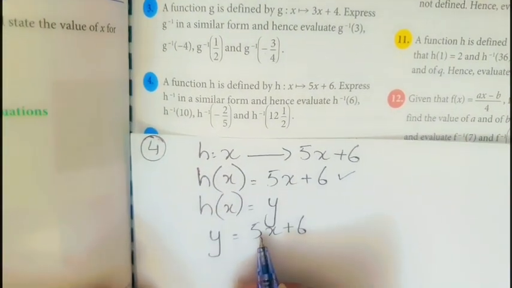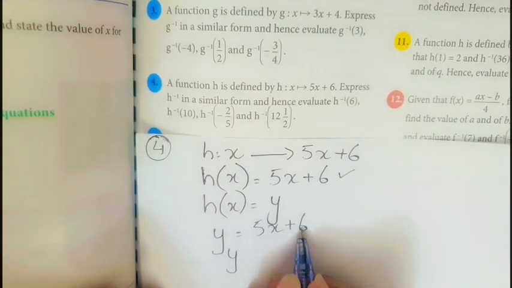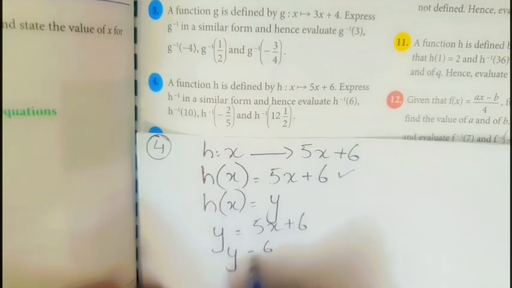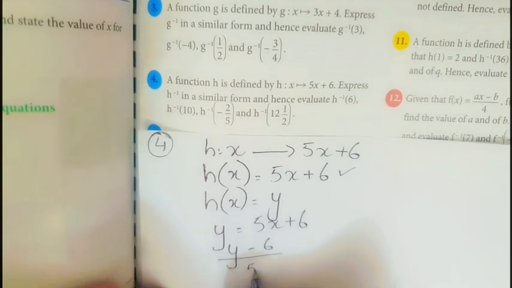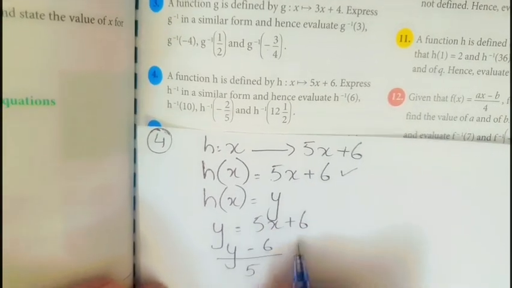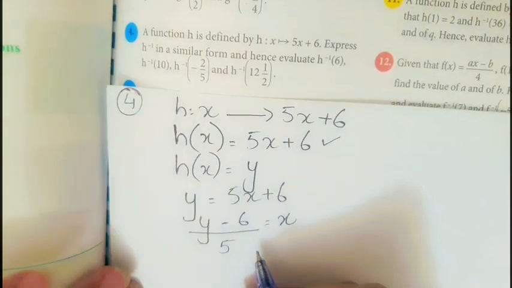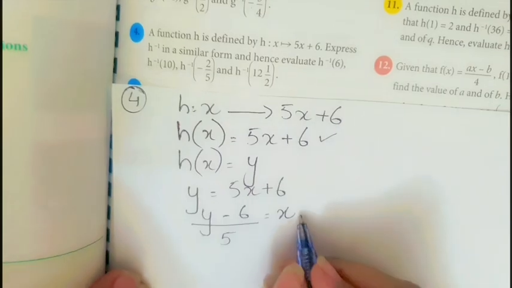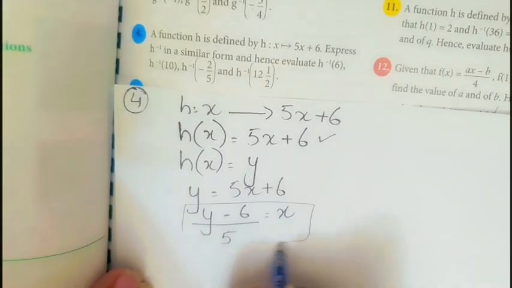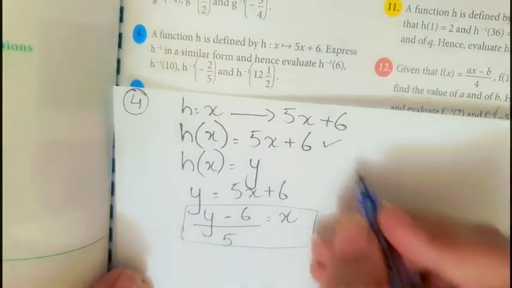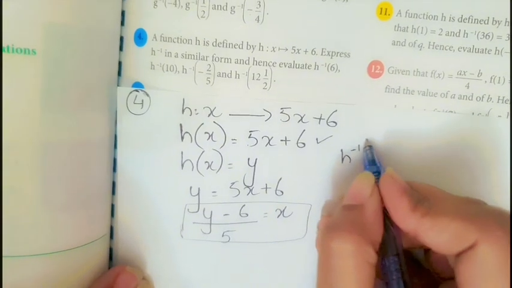Okay, now make x the subject, so y plus 6, if we shift it to this side it would be minus 6 upon 5, because 5 and x are multiplying over here. If we shift 5 to this side it would be divided. So this is the value of x right now. This is the value of x, but what we have to find out is h inverse of x.